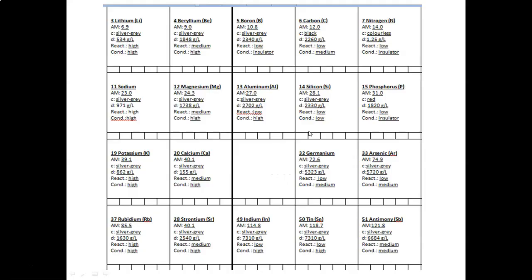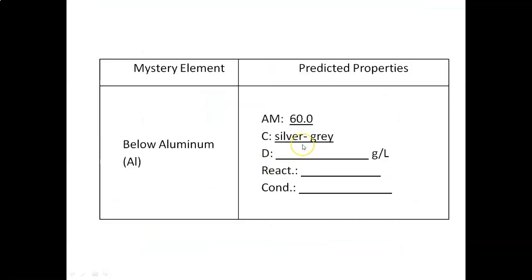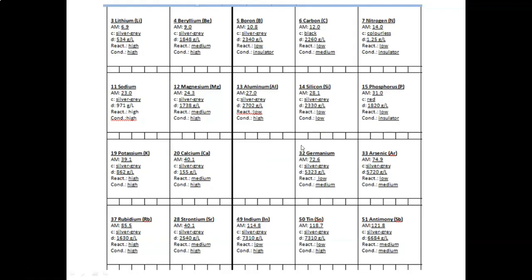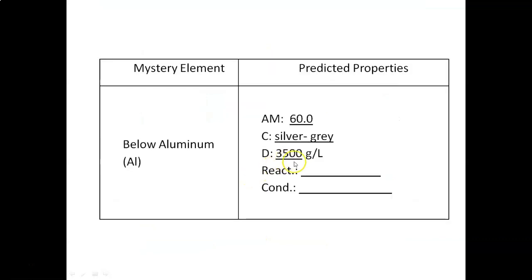Next, we'll look at its color. All of the elements in the same group are silver gray, and to the left and right, it's silver gray as well. So I'm going to predict that it's probably going to be a silver gray element because it's going to follow the pattern. Next, we can look at density, and we can see that as we go down the group, our density increases, and as I go across my period, my density increases. So my density is going to be somewhere above 2,700 and somewhere below 7,300. I'll estimate a density of 3,500.